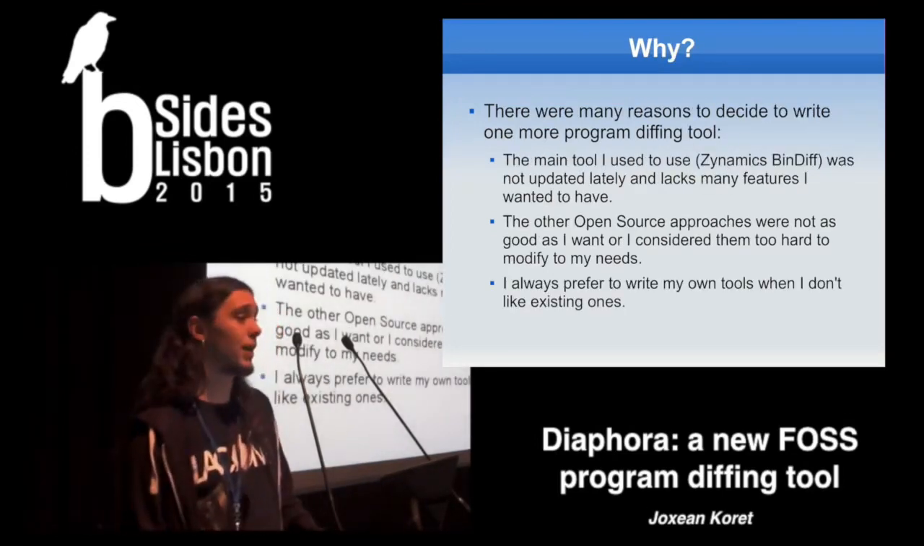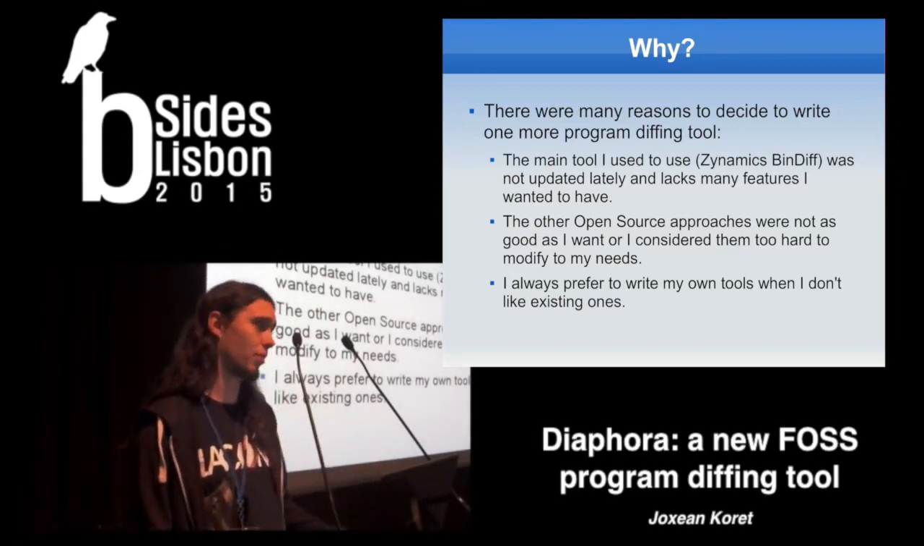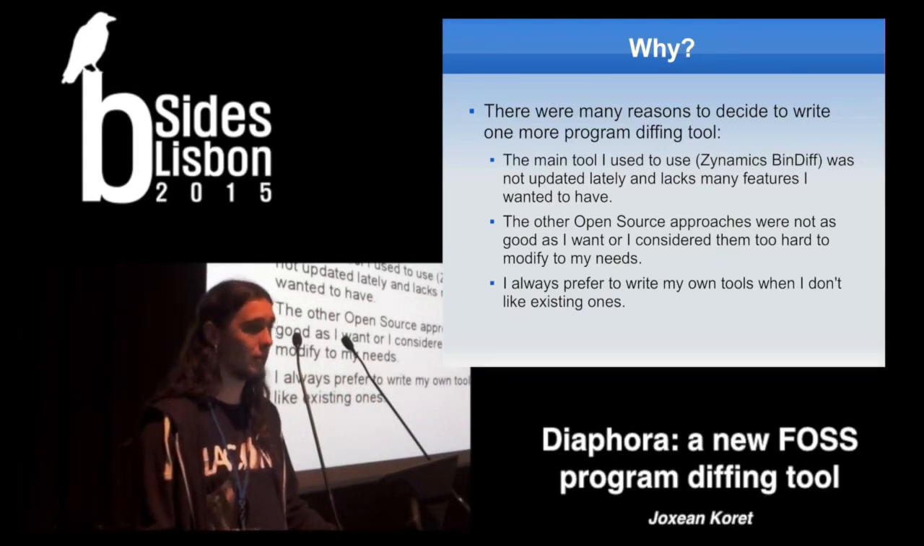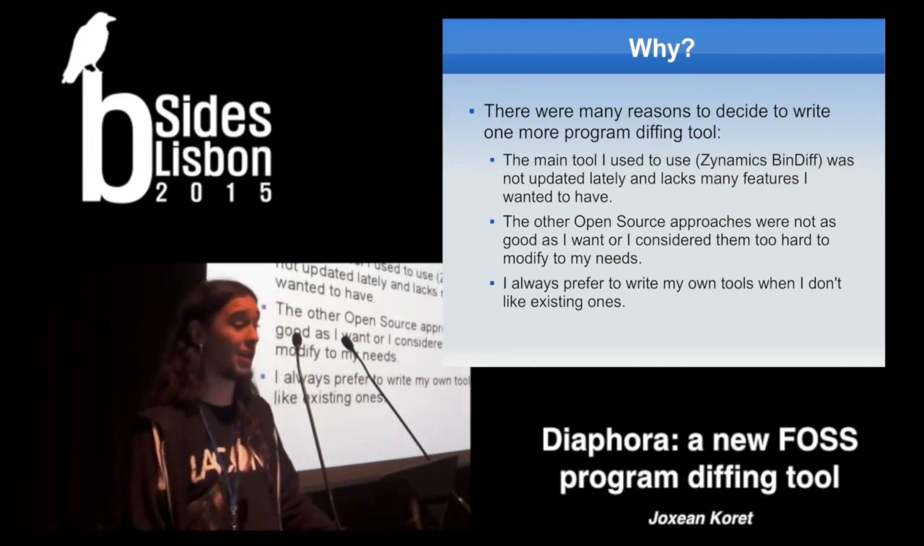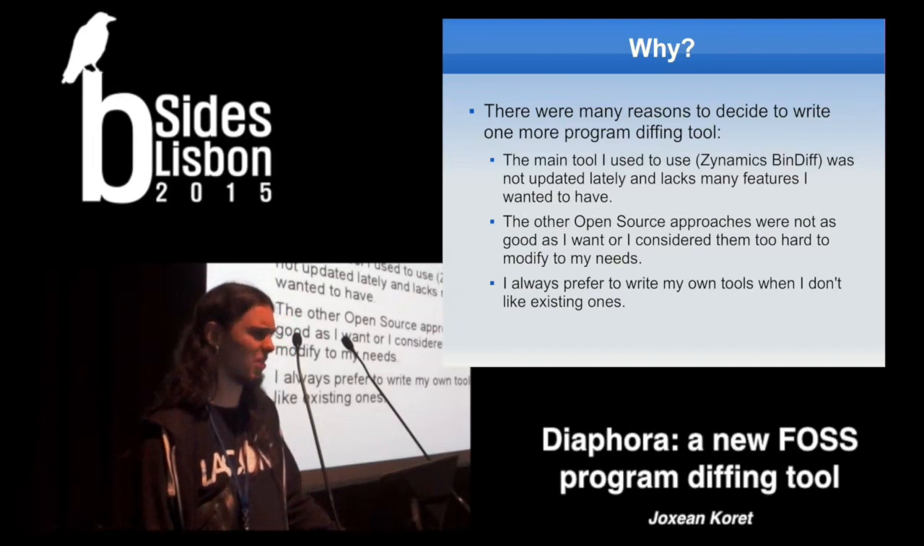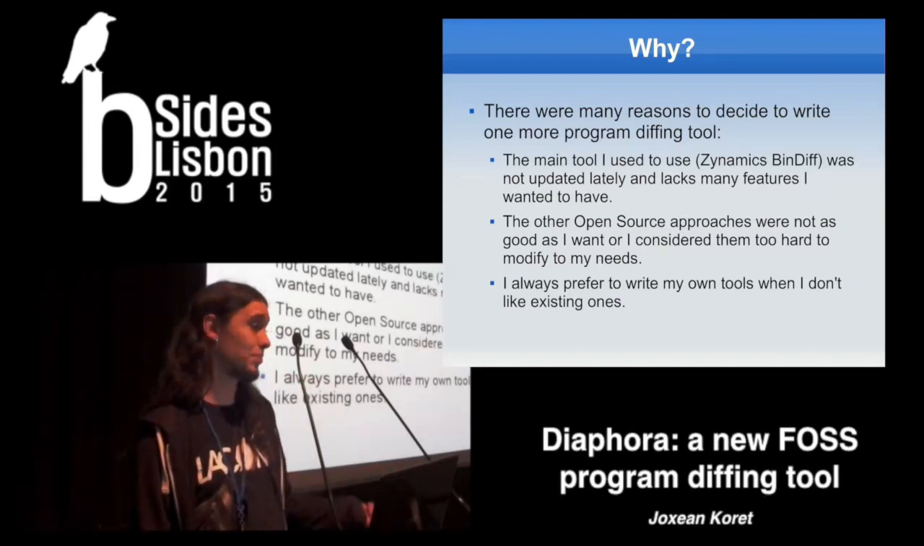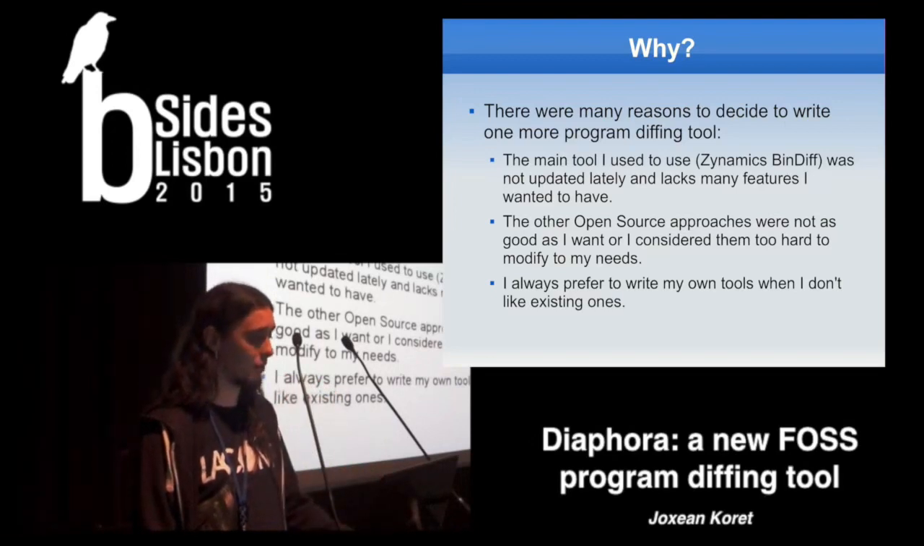First of all, I think that I have to explain why I wrote one more program diffing tool. There were many reasons to decide to write my own one. Just one more program diffing tool, because this is not the first one. There are so many. The main tool I used to use was BinDiff. It was unfortunately not updated lately, since, I don't know, maybe 4 or 5 years. And it lacks many features that I required and that I didn't understand why they didn't add them. Maybe it's because they don't worry about such features, but I really needed them.